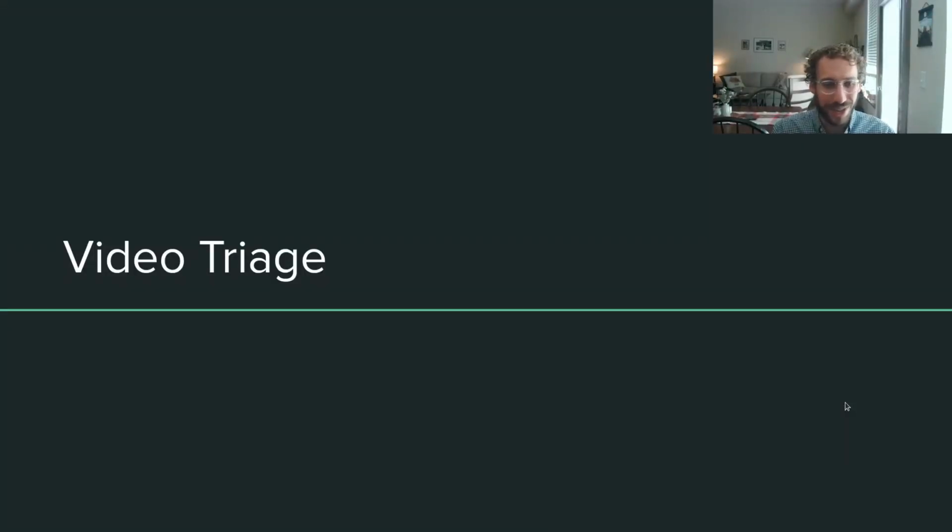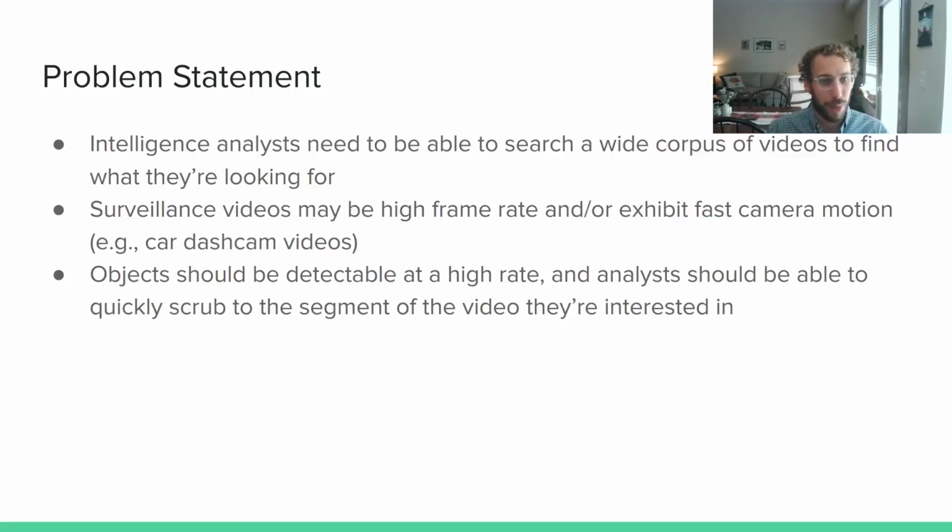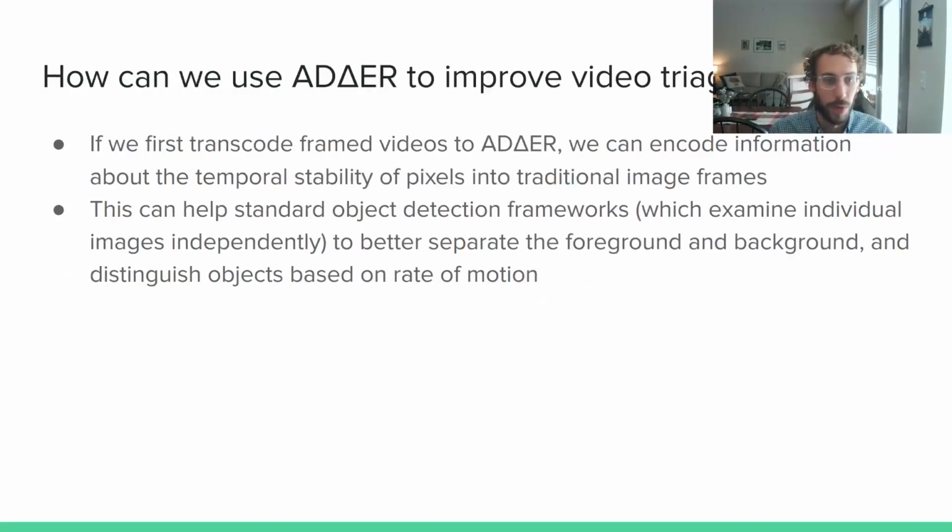I know this sounds a little bit abstract, but we're going to hopefully make it concrete in a second. We're really addressing the problem of video triage with this project. Our problem statement is that intelligence analysts need to be able to search through a wide corpus of videos to find the things that they're looking for. Surveillance videos may be high frame rate and or exhibit fast camera motion. For example, with this project, we were particularly looking at car dash cam videos. And third, objects should be detectable at a high rate, and analysts should be able to quickly scrub to the segment of the video they're interested in, to quickly find the parts of the video that contain what they're looking for.